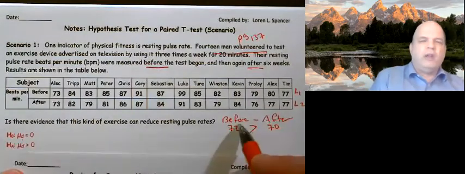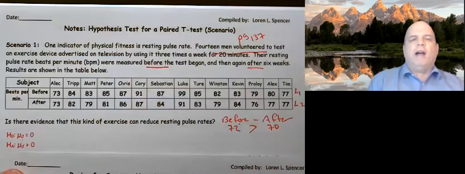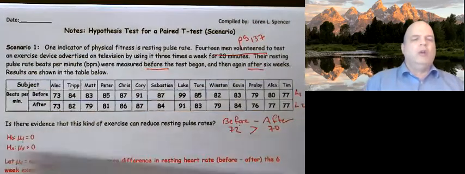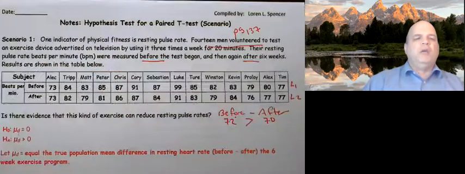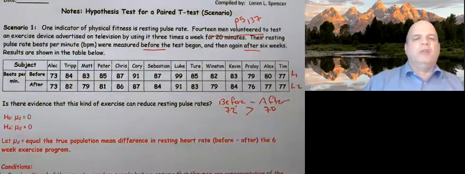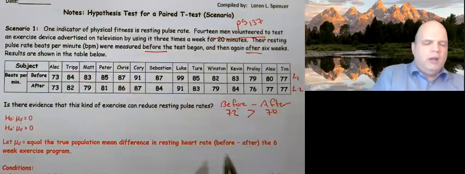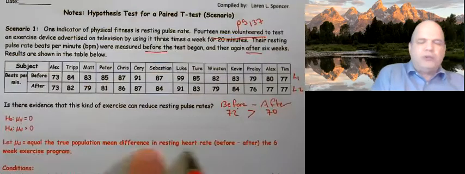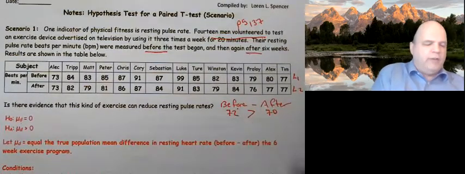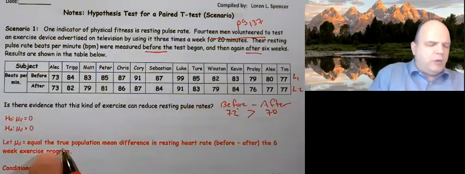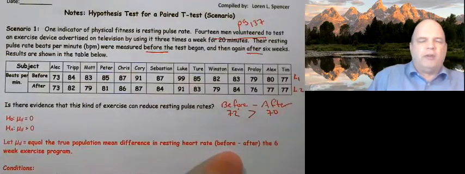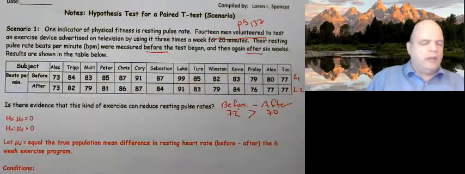Now I need to make sure that when I make my definition, I define before minus after. I have to say what order I'm doing. So let mu d equal the true population mean difference in resting heart rate before minus after. Now, if I said resting pulse rate, that's fine. And if I left off the 6-week exercise program, that's fine. But let mu d equal the true population mean difference in resting heart rate before minus after. That's what we're looking for, something along those lines.